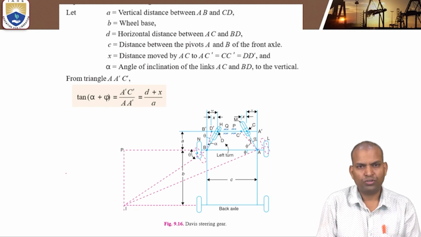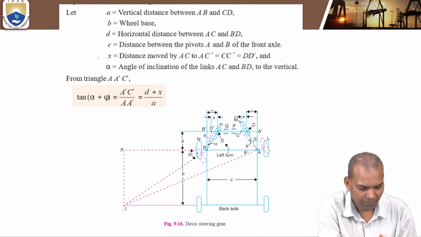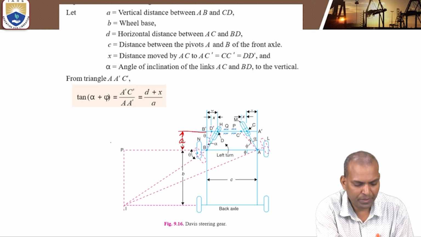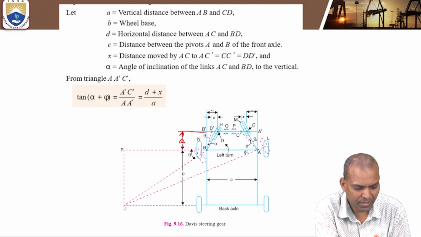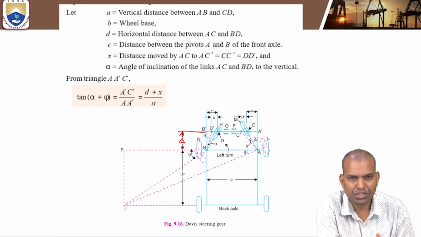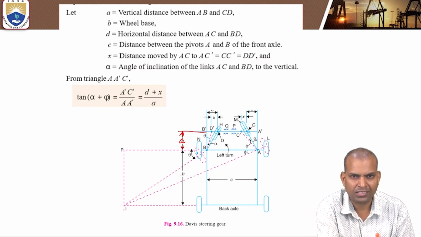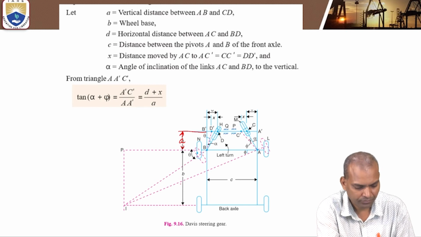There are certain notations in this. This A is the vertical distance between the axles AB and CD. And B is the wheel base. In the condition for correct steering, in the place of B there is the letter L, where L is the wheel base. Now here it is B.